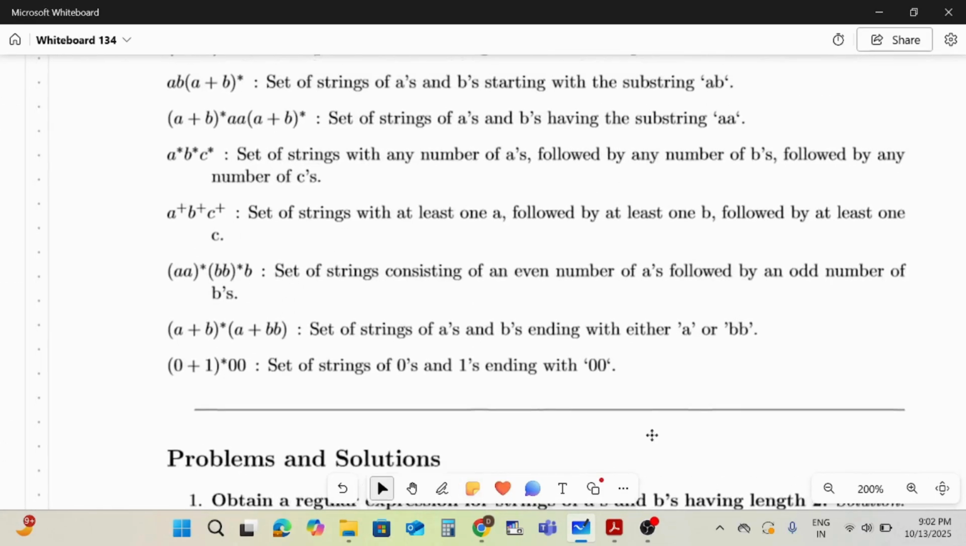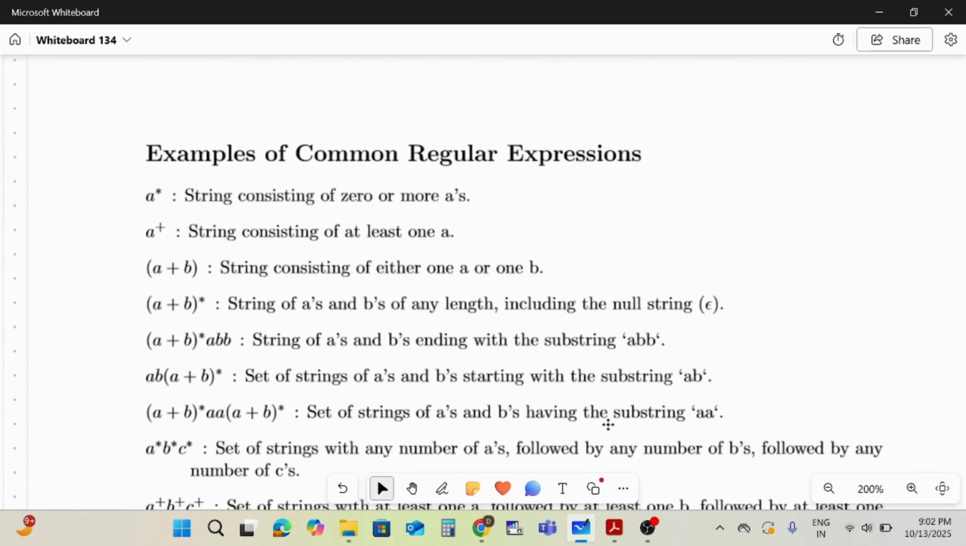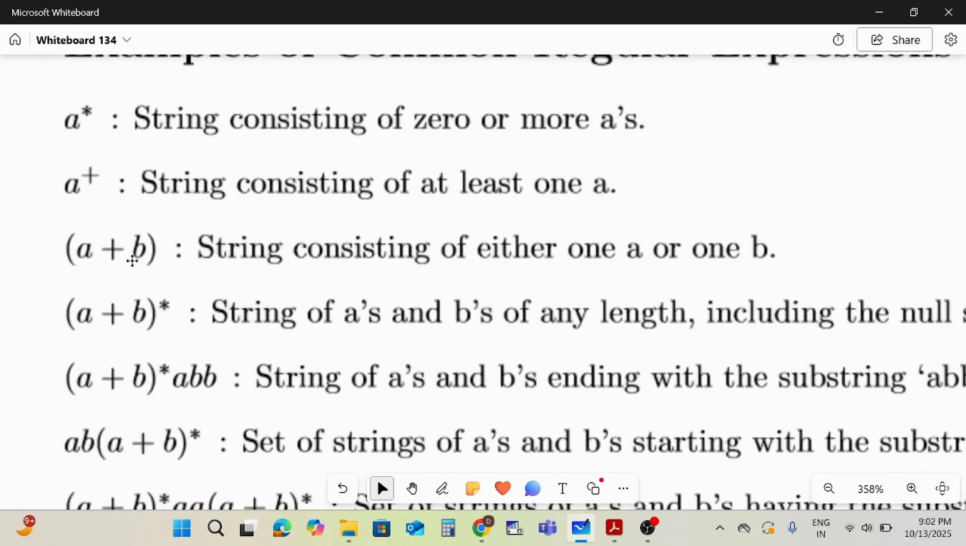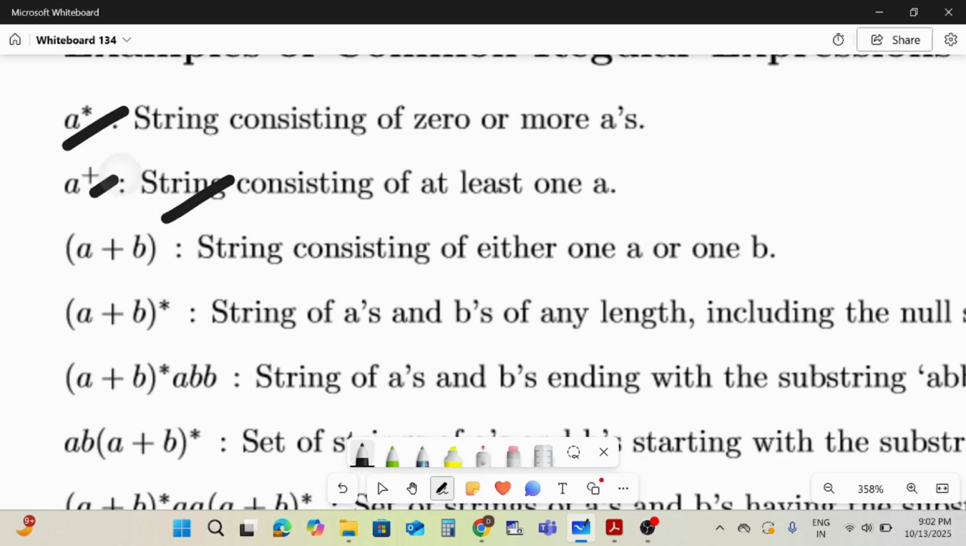So let us try and understand how we should be able to obtain a regular expression. Here is a simple example. Any number of A's, a string containing zero or more A's, means A star. Similarly, a string containing at least one A means it is A plus. So this is a regular expression that we are going to be using. A string consisting of either A or B means it is just A plus B. Similarly, strings of A's and B's of any length means (A plus B) the whole star.